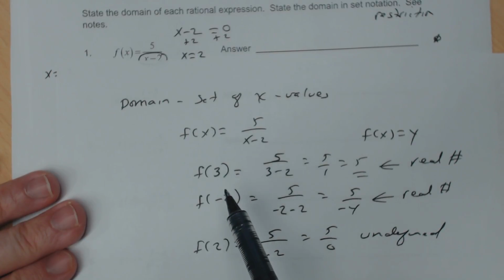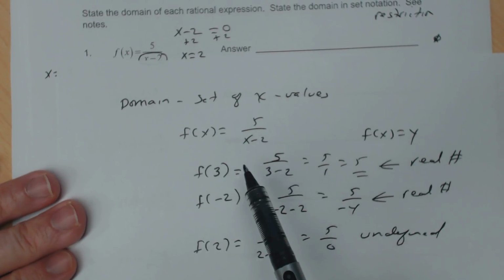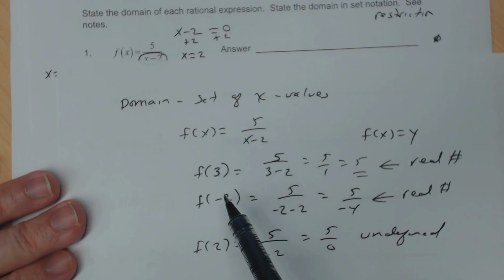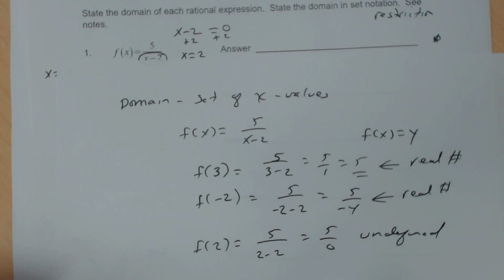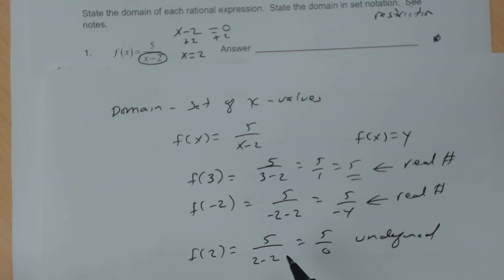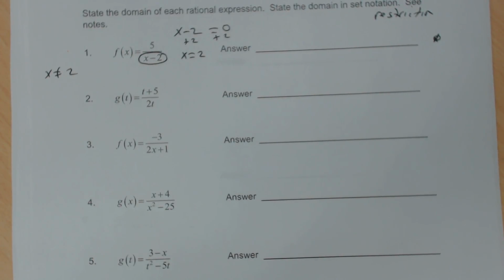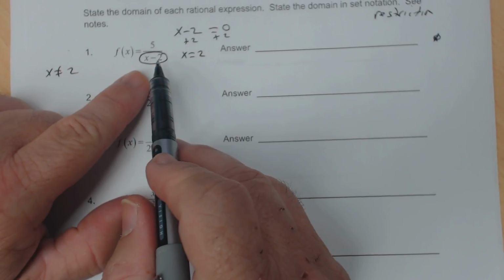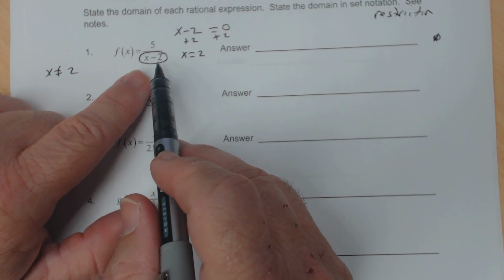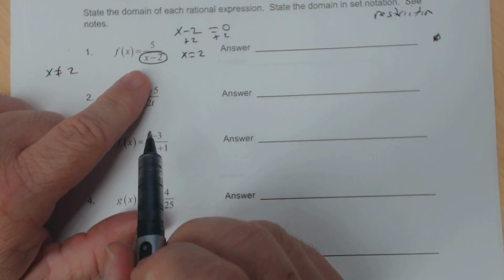So my domain would be every other real number. I can use decimals, negative 3.8, negative 4.67. I can use fractions. I can use square roots, cube roots, fourth roots, anything like that. Any real number except 2, because 2 makes my denominator 0, and you can never divide by 0. So that's the idea you're going to use in these first few problems. You find where the denominator is 0. Wherever it's 0, that's the one you cannot use. You can use every other number.